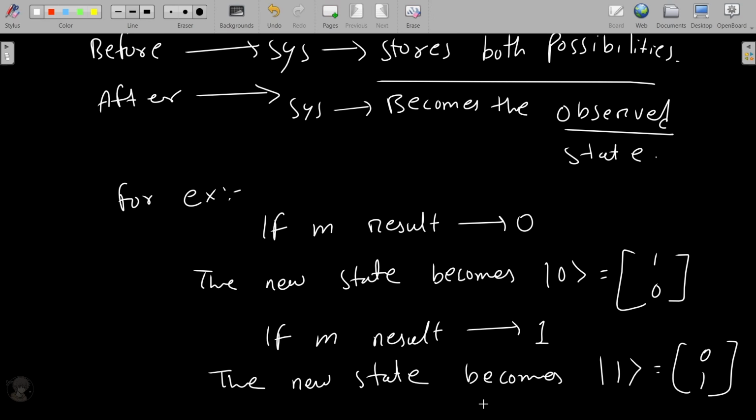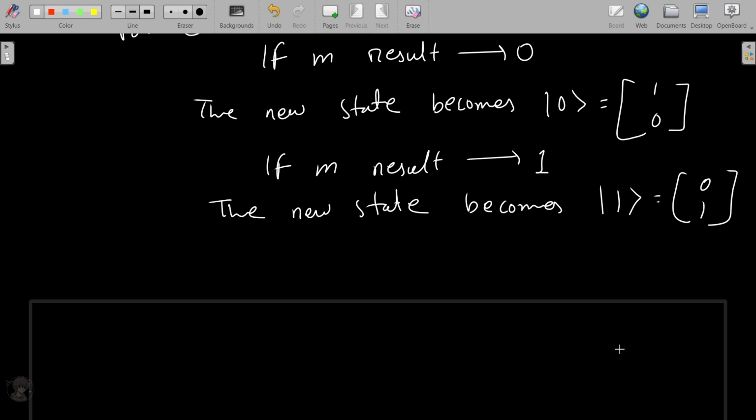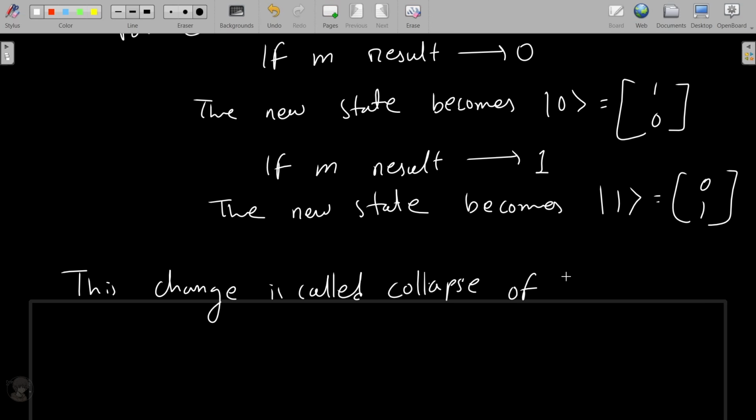This change is called collapse of the quantum state. Let's write it over here. This change is called collapse of the quantum state.